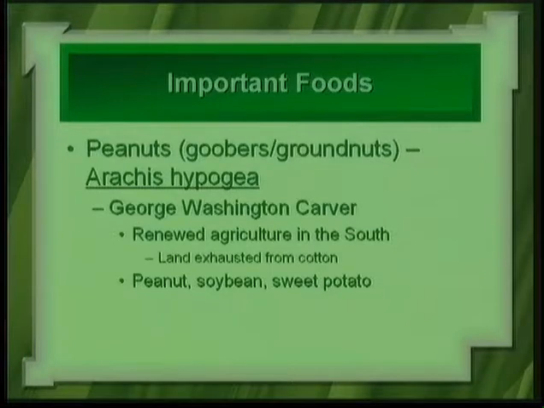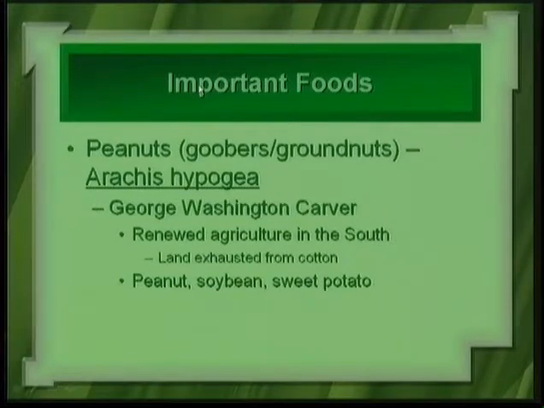Soybean is one of the biggest crops in the United States now, and this man was the person who promoted it and found uses for these plants, and sweet potato as well. These three crops, peanut, soybean, and sweet potato, weren't on the map at all before George Washington Carver started doing his work on them.